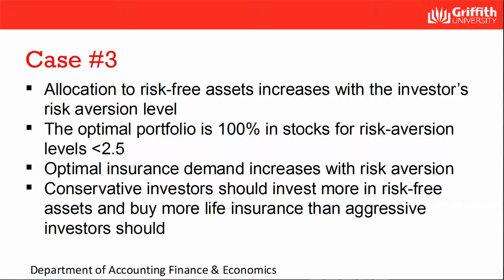That's a summary. Allocation to risk-free assets increases with the investor's risk aversion level. The optimal portfolio is 100% in stocks for risk aversion levels less than 2.5. Optimal insurance demand increases with risk aversion, and conservative investors should invest more in risk-free assets and buy more life insurance than aggressive investors should.